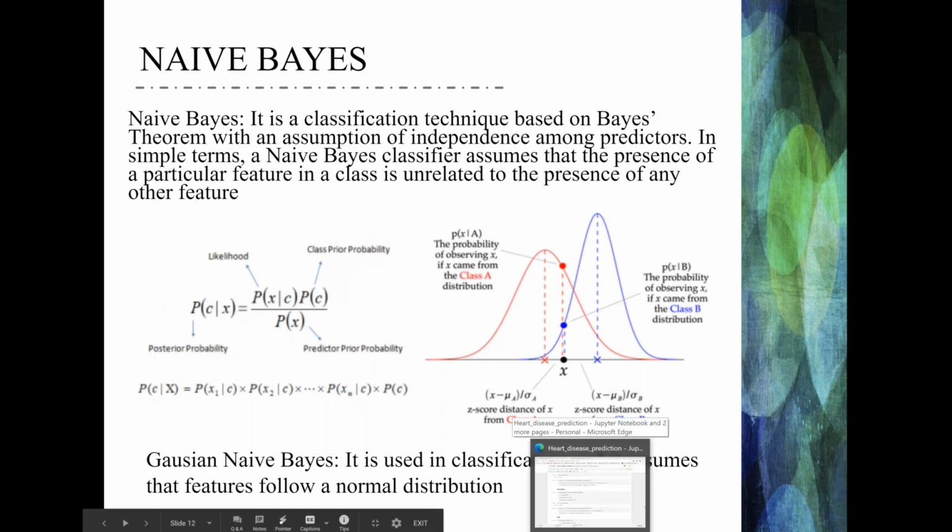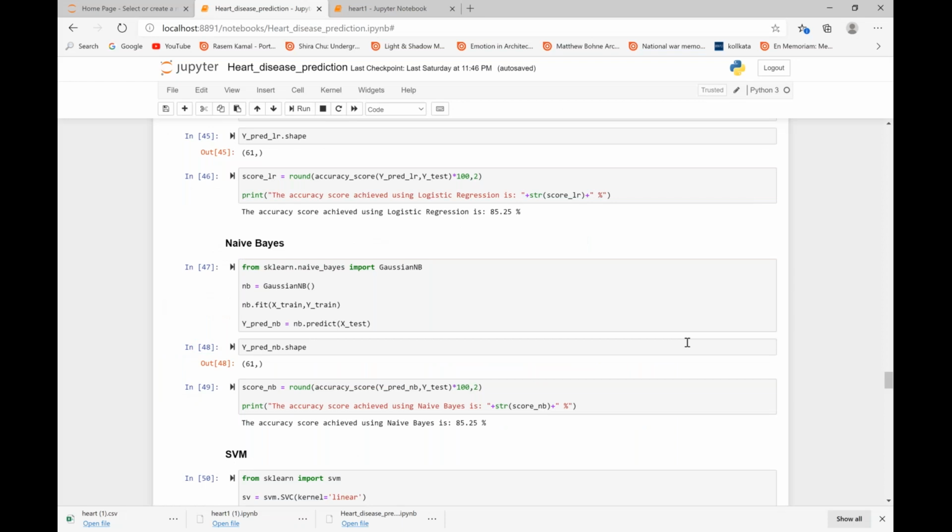The con of this naive Bayes model is that in the test data set, if the categorical variable has a category which was not observed in the training data set, the model will assign 0 probability and will be unable to make the prediction. This is called a zero frequency. The smoothing technique called Laplace estimation is used to avoid this. We have done the same thing in the code, and we have calculated the accuracy of the naive Bayes model, which turned out to be 85.25%.